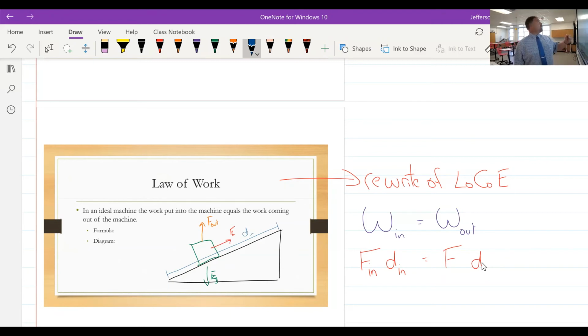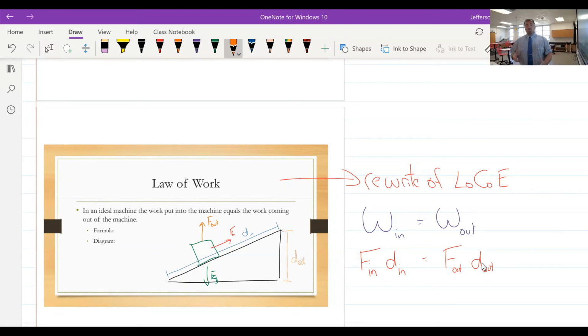Now our force out, I'll put that back here, force out, that's overcoming gravity. And so our distance out is going to be how far the object gets lifted. And so I'll put that in orange. This is our distance out.